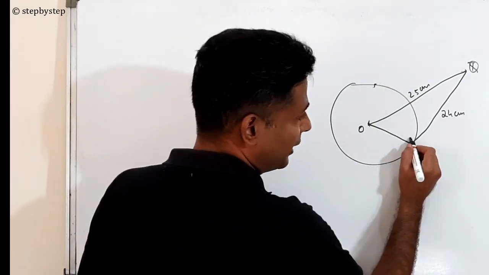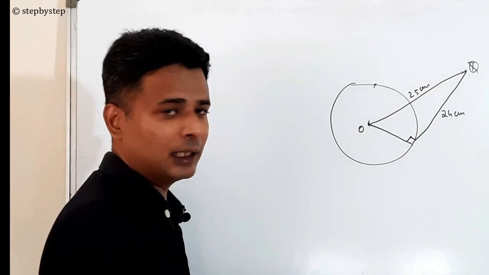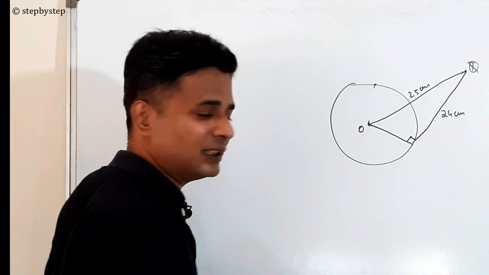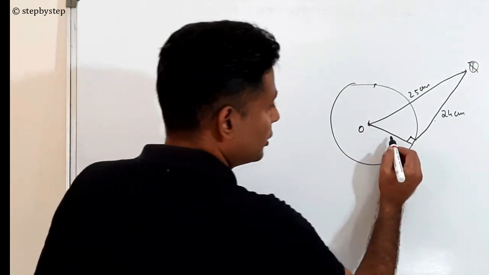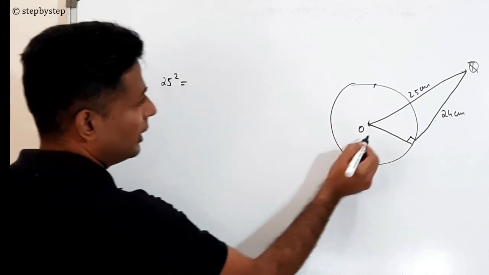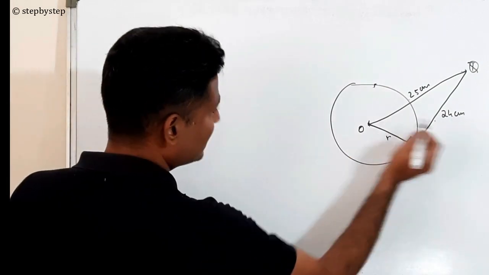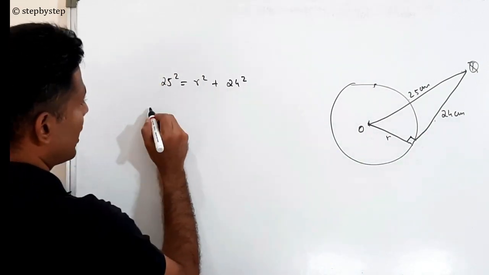We know the line from center to tangent always makes 90 degrees. So this is a right angle triangle. So we know two sides. Using Pythagoras theorem, we can find the third side. So what is the hypotenuse? Hypotenuse is 25. So hypotenuse square equals radius, this is radius, right? Radius square plus 24 square.